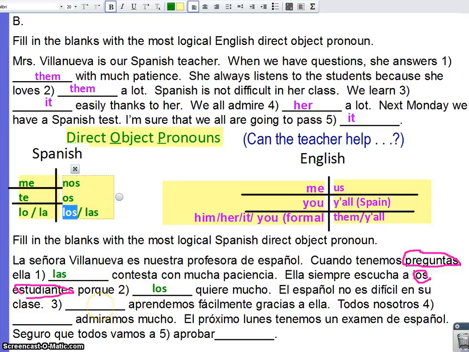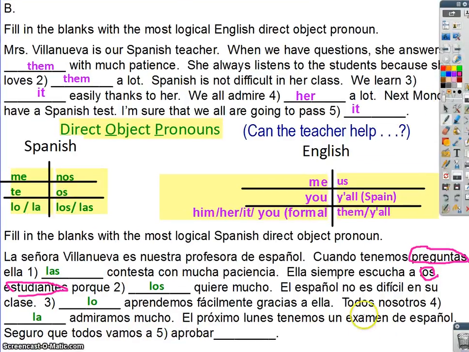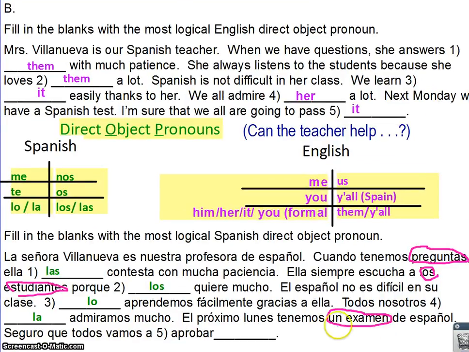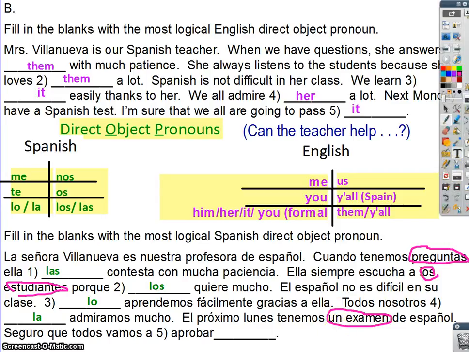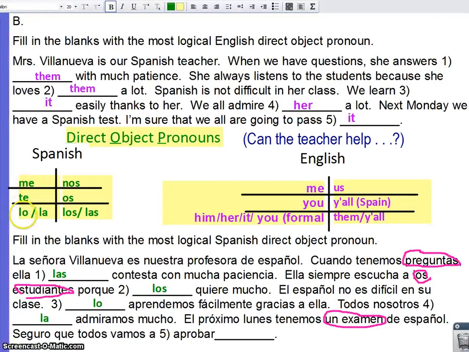Spanish is not difficult in her class. We learn it. It referring to Spanish, which is el español. So if we're saying it, we need to be in this box, and if it's masculine, we need lo. All of us admire her a lot. If we're saying her, we need to be in this box again, so we want la because she is a girl. Next Monday we have a Spanish test. I'm sure that we are going to pass it. It referring to a test, which by this un right here it tells us is singular and masculine.